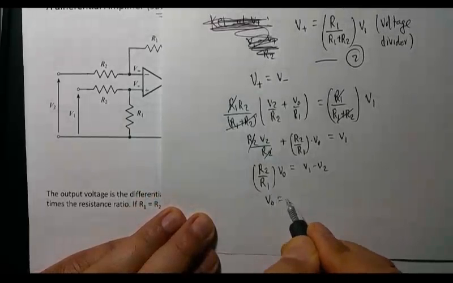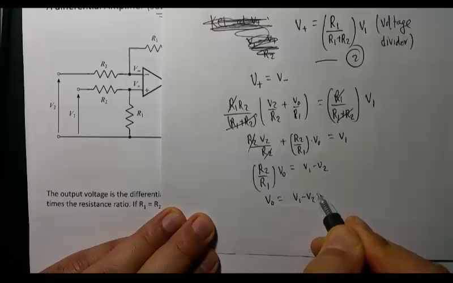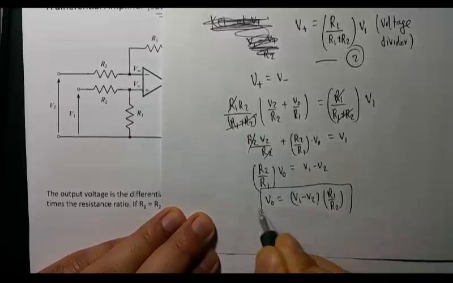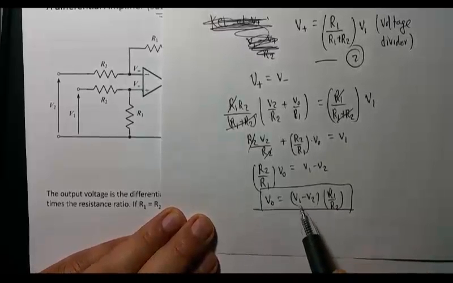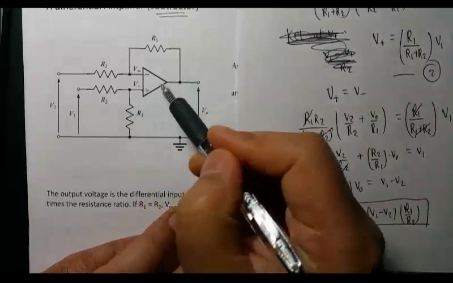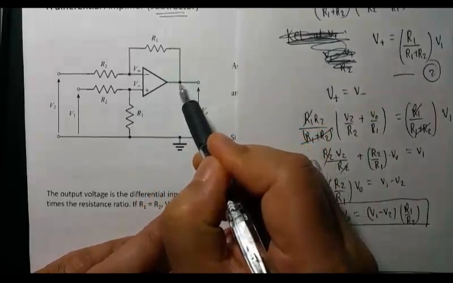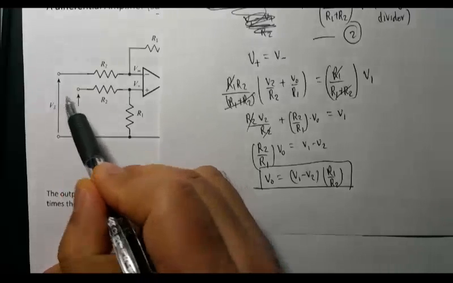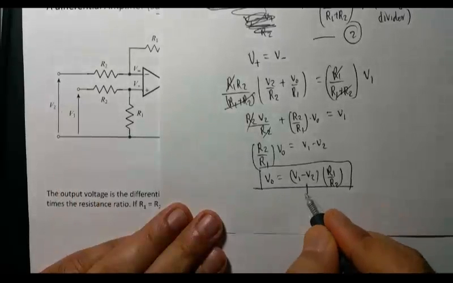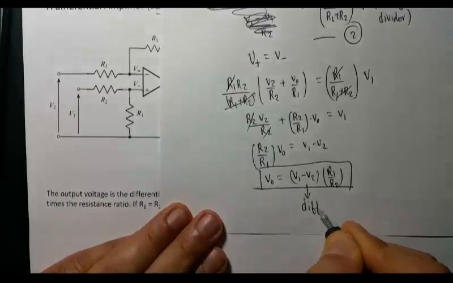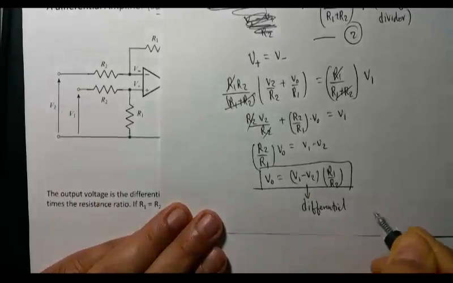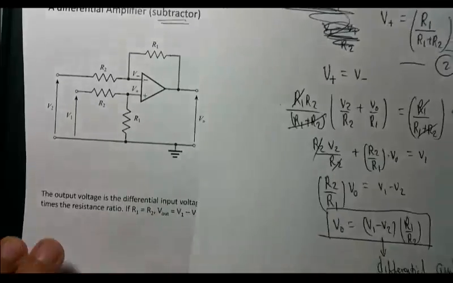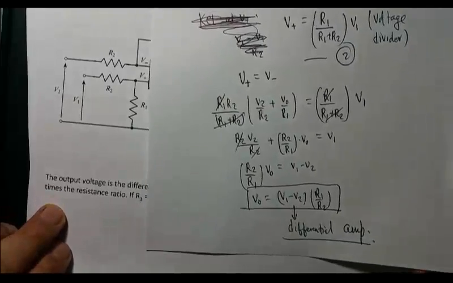So then V out is (V1 minus V2) times R1 over R2. So you can clearly see the output at the OpAmp in this configuration is just the difference between these two input voltages. So that's why it is called a differential amplifier.